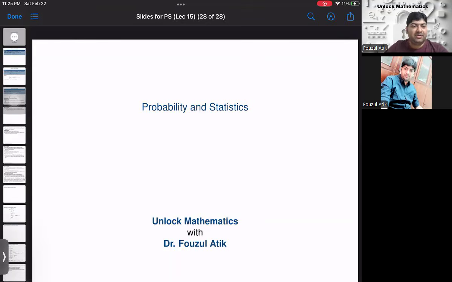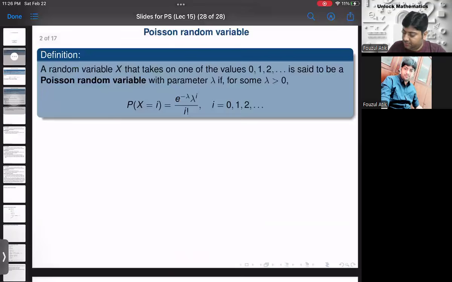So in the previous lecture, we discussed the discrete type random variable, which was the binomial random variable, right? In this lecture, we'll discuss the Poisson random variable. And what is that? First, let us see the definition, then we'll try to understand how we can tell that some distribution follows the Poisson random variable.